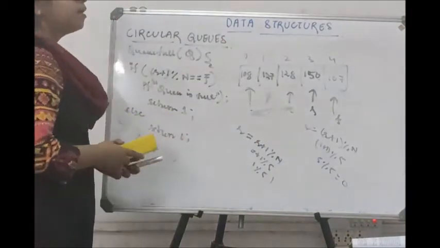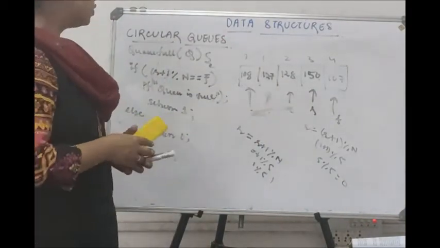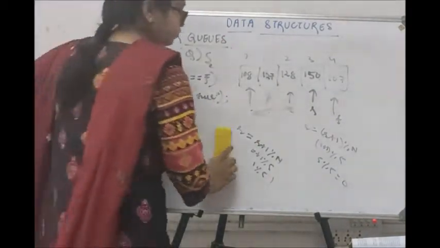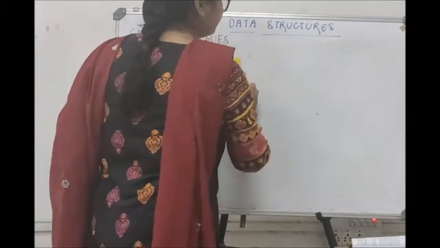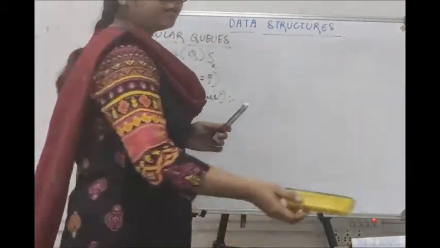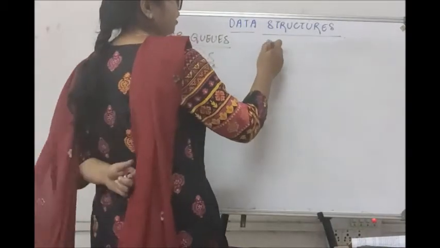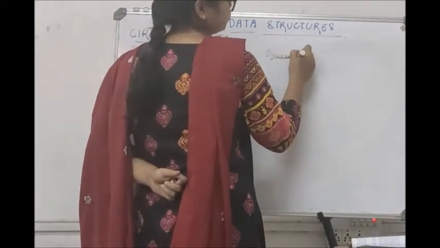Okay. Similarly, when is Q empty? Q is empty when both front and rear are -1. That is the same. Okay. Q is empty. Q empty.